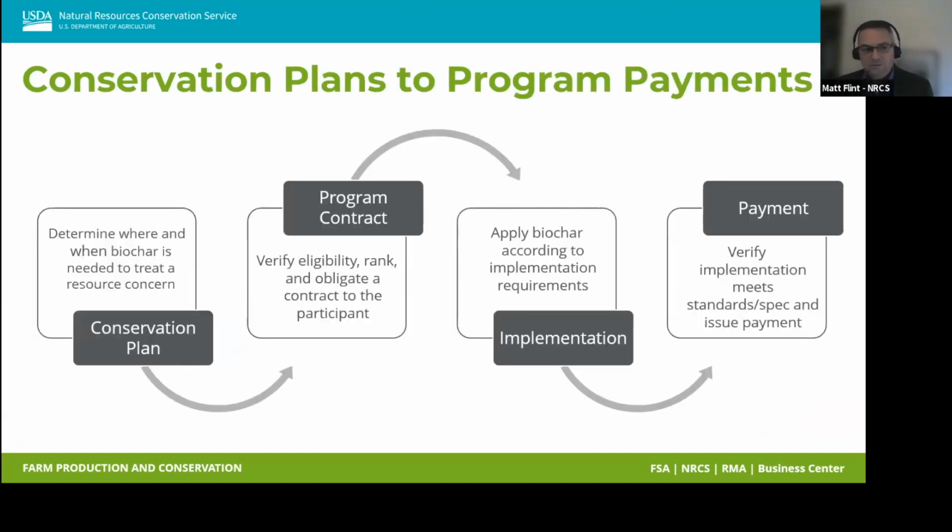Go ahead, Michael. You've seen this slide before. We've got a conservation plan now. We've talked about program opportunities that are related to decisions made in the plan. So here's a program contract opportunity. Perhaps this person applies, gets ranked, receives an obligated contract, and gets notified that the contract is good to go. You can begin implementation. They do the implementation. Now let's talk about those last two parts, implementation and payment. Go to the next slide, please.